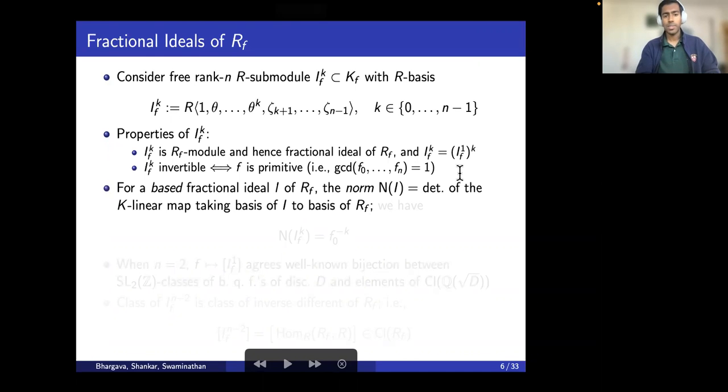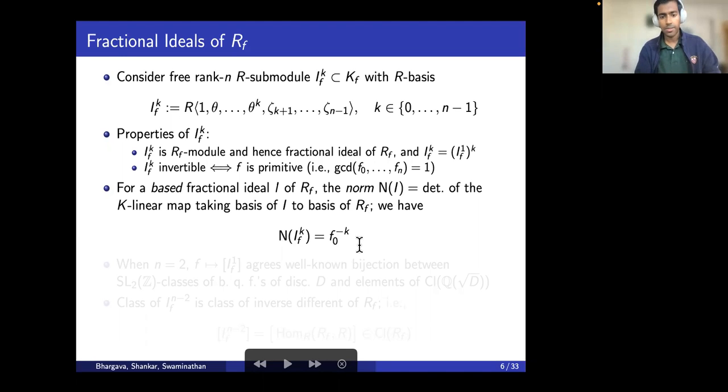Okay, IFK is what's known as a based fractional ideal of RF because it has a given basis. So if we're given a based fractional ideal I of RF, we define the norm of I to be the determinant of the map taking the basis of I to the zeta basis of RF. And so it's easy to check that the norm of IFK is just f naught to the minus k, leading coefficient to the minus k.